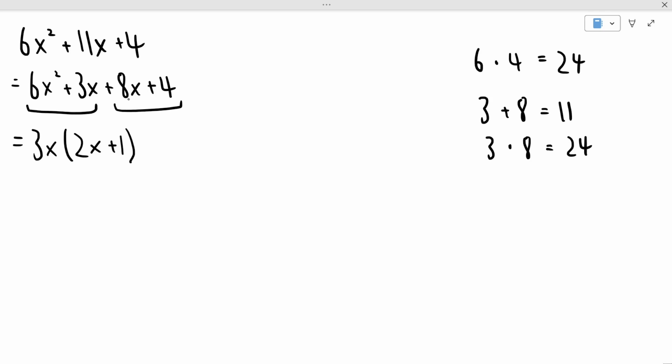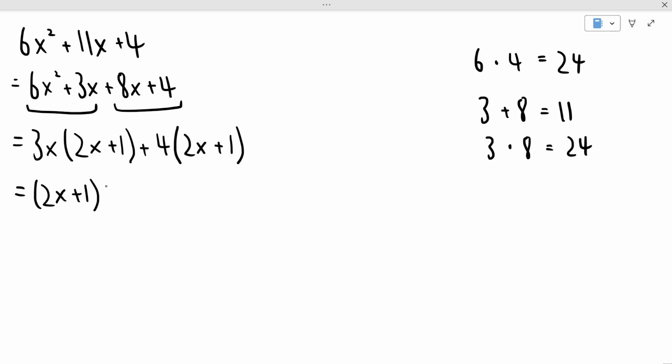So if we move on to our second group, we can see that 8x and 4 have a 4 in common. So we'll take out a 4 from both terms. If we take out a 4 from 8x, we're left with 2x. And if we take out a 4 from the constant term 4, we're left with a plus 1. So now we can see that both terms have a 2x plus 1 in common. So we'll take out a 2x plus 1 from both terms.